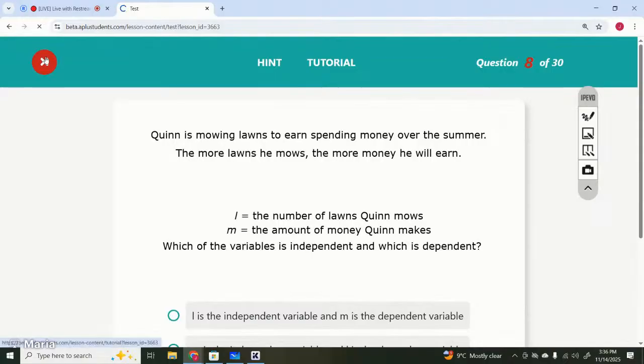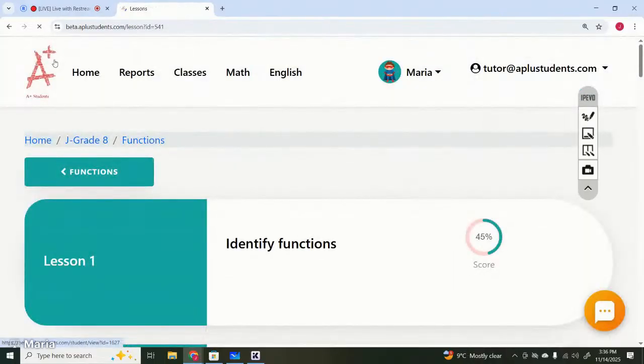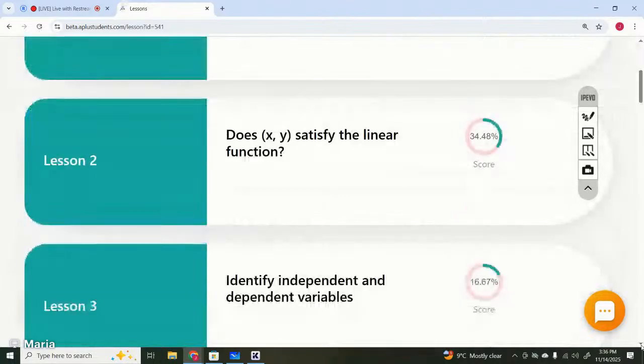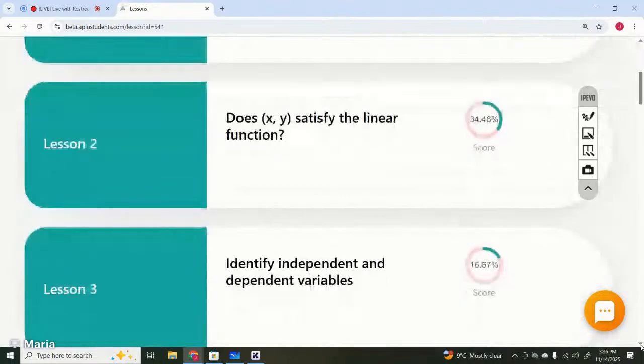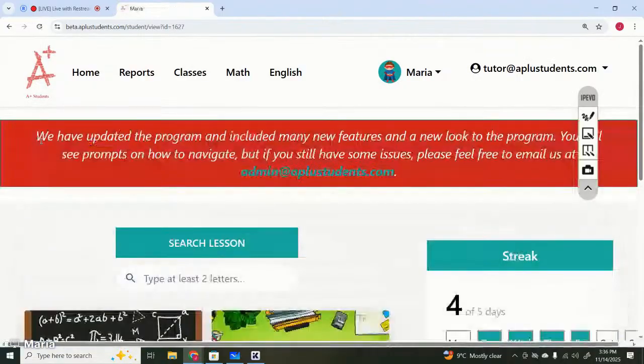Okay, you can complete the lesson by yourself later today. So we were working on grade 8 math. The chapter we were working on is functions. The lessons we have covered today are identify functions, does xy satisfy the linear functions, and identify independent and dependent variables. So please make sure before the next session you complete all the practice questions for the lessons we just did. That is your homework until next session.